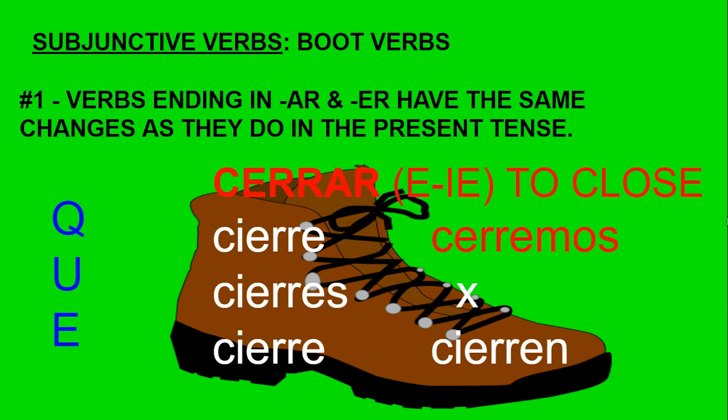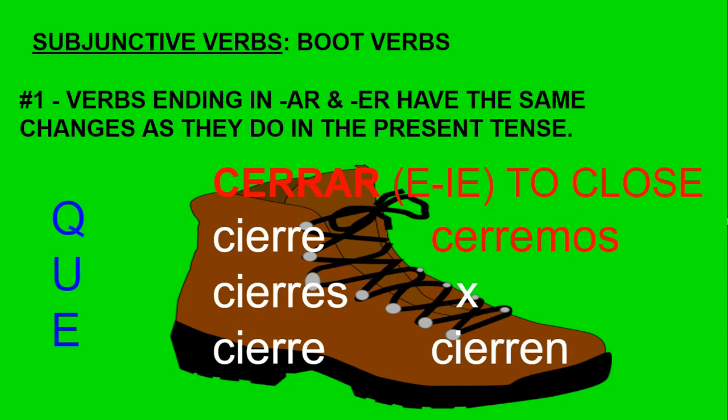Okay, we're going to talk about subjunctive boot verbs. Number 1, right here, at the bottom of the page, says verb endings in AR and ER have the same changes as they do in the present tense. So there's nothing special. We know what to do. E to IE, it's in the boot part, okay? So right here we have the verb cerrar, que yo cierre, que tú cierres, que él cierre, que nosotros cerremos, que ellos cierren. That I close, that you close, that he close, okay? Cerrar means to close. The only thing we're doing is adding the que in front of it and noticing the boot verb as it normally changes. If you haven't done this already, make sure you highlight the boot. That way we know what we're looking for.